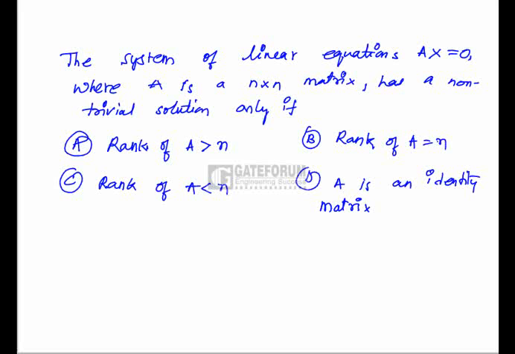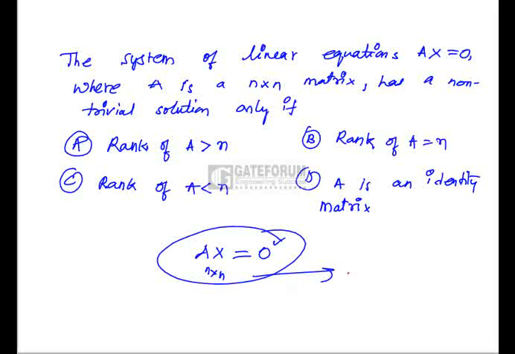The system of linear equations Ax equals 0, where A is an n by n matrix, has a non-trivial solution only if... Now, he has given a system of linear equations which is defined as Ax equals 0, null matrix, and A is of order n by n, has a non-trivial solution. This system of linear equations will have a non-trivial solution. Then he is asking what is the property.